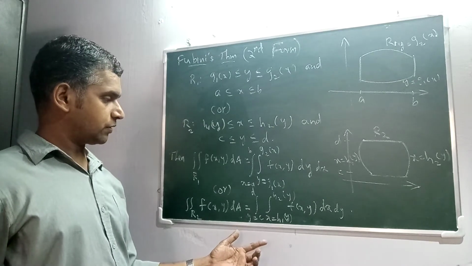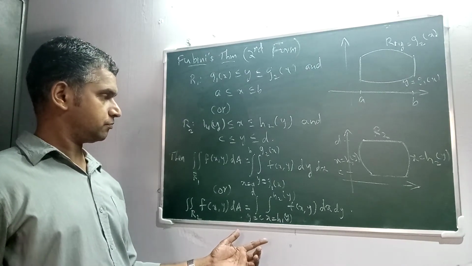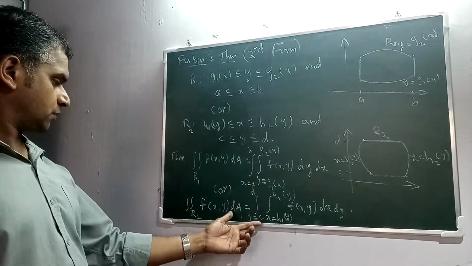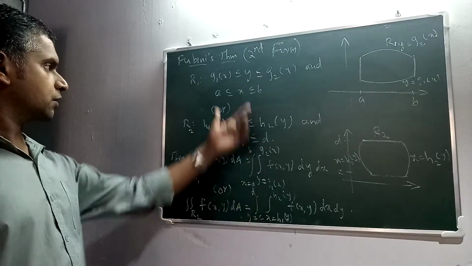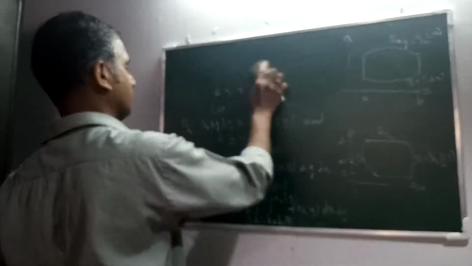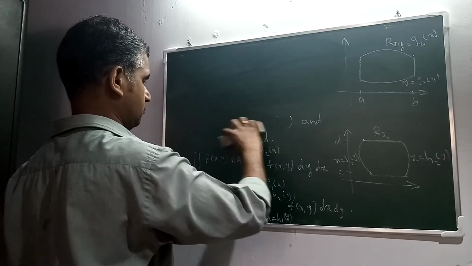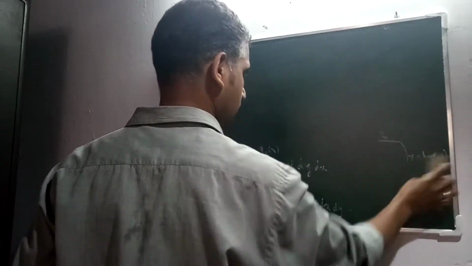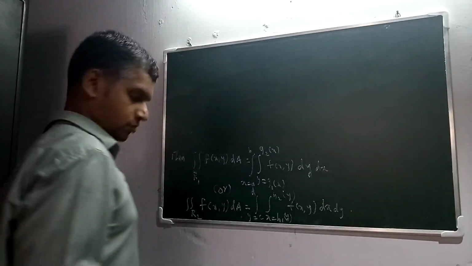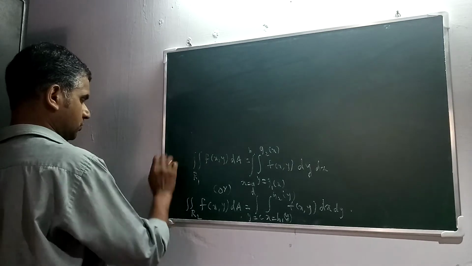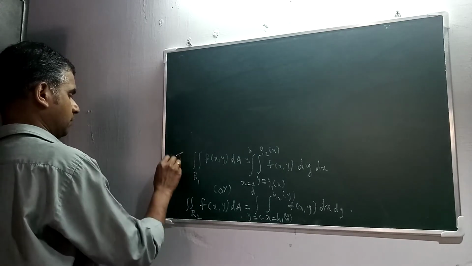We will do one or two examples. I will not erase this portion and this and this. The remaining I will erase. So this is Fubini's theorem.